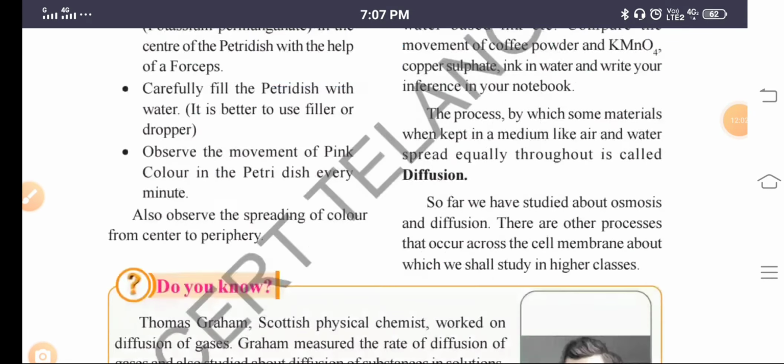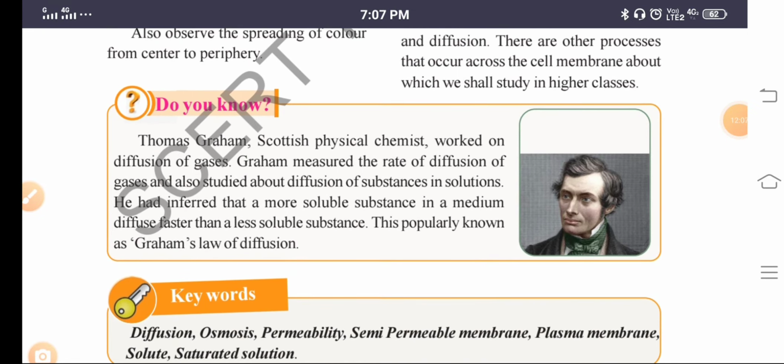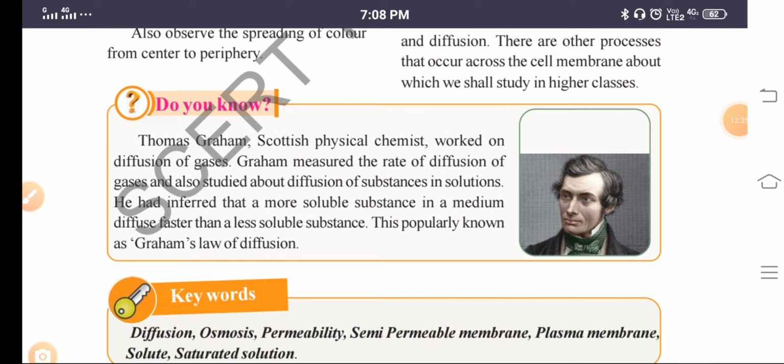Activities also we can do by taking potassium permanganate. And diffusion, there are other processes also we can study. Mainly here, one of the scientists, Thomas Graham, a Scottish physical chemist, worked on diffusion of gases. Graham measured the rate of diffusion of gases, and also studied diffusion of substances in solutions. He inferred that more soluble substances in a medium diffuse faster than less soluble substances. This is popularly known as Graham's law of diffusion.